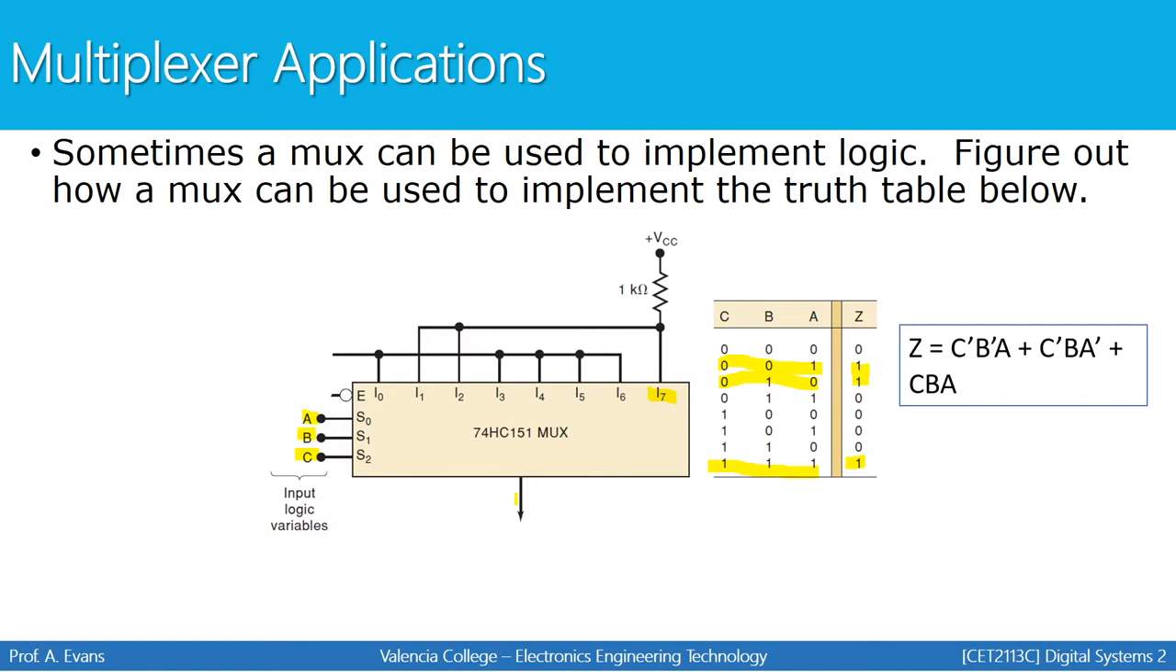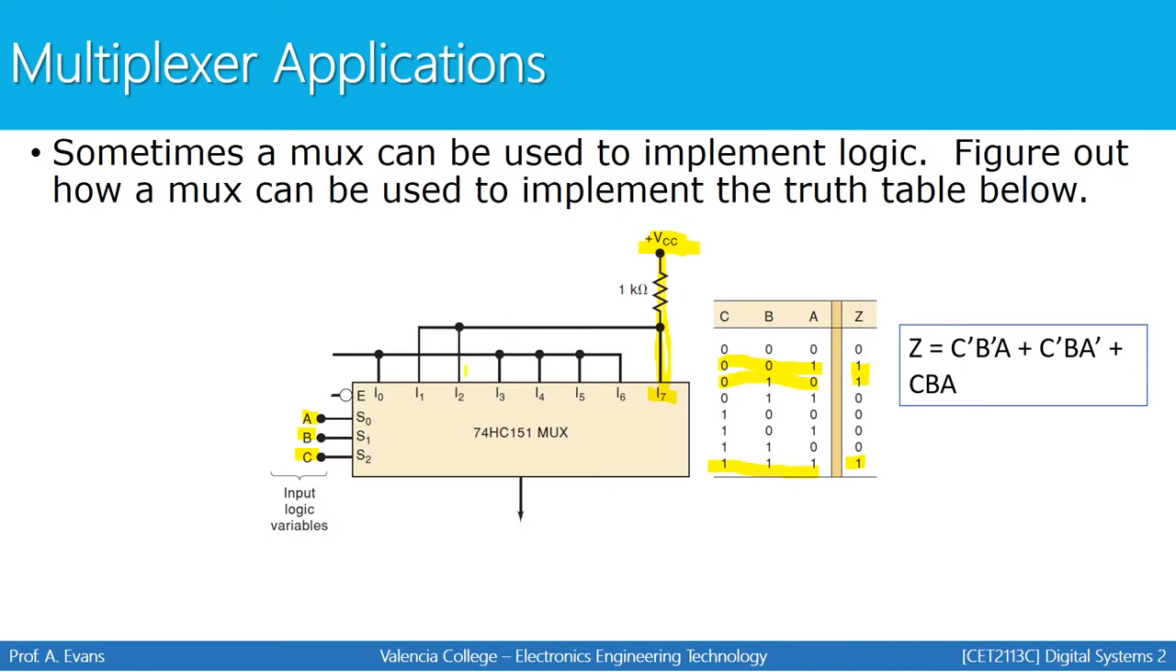So look at how we would wire the MUX. We would wire the MUX so that whenever C, B, A matches any one of the combinations where I want a 1, look at that corresponding input and connect it to power. When CBA is 111, I want a 1. So 111 is a 7, connect input 7 to power. When CBA is 010, I need a 1.